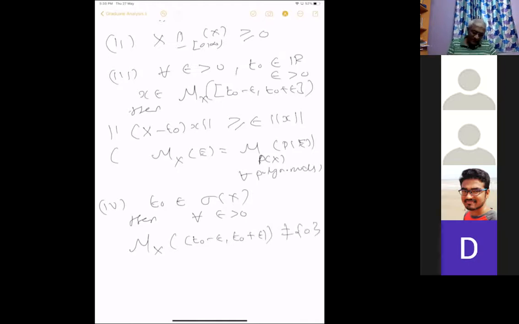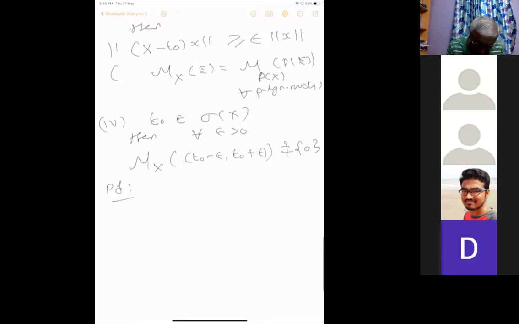So some T0 is in sigma, the spectrum. If you take any epsilon neighborhood around T0, then every such interval has a spectral projection, and the spectral projection corresponding to that interval is not 0. That is the condition. Proof.